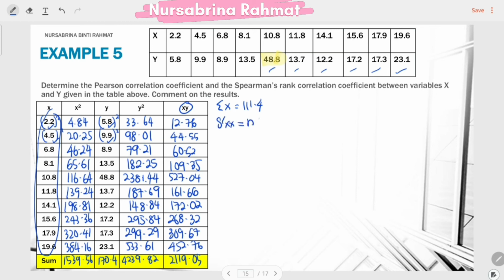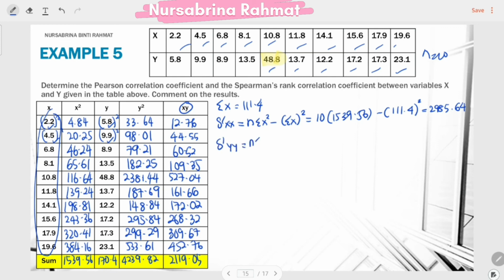That is n sum of x square minus sum of x, squared. So your n, we have 1, 2, 3, 4, 5, 6, 7, 8, 9, 10. So n equals 10. 10 multiplied with your sum of x square, which is 1539.56, then minus sum of your x, squared. So press your calculator and you get your S prime xx to be 2985.64. Next, S prime yy is again n sum of y square minus sum of y, squared. So your n is 10, sum of your y square is 4239.82 minus 170.4 squared.